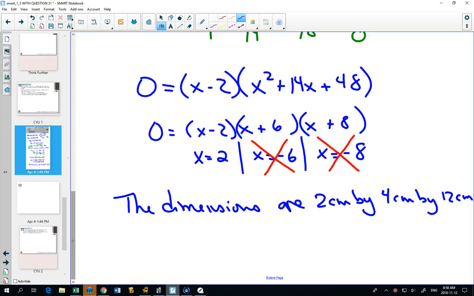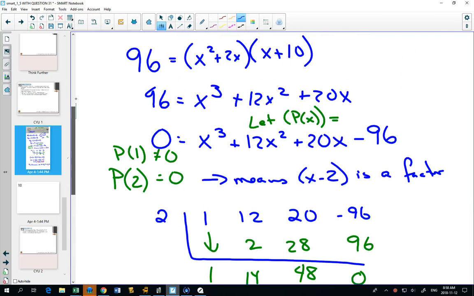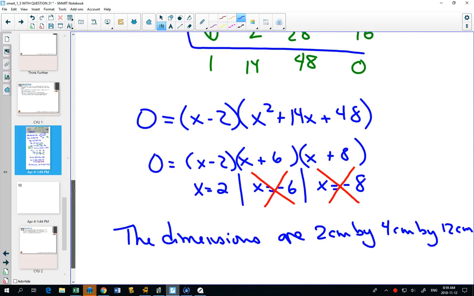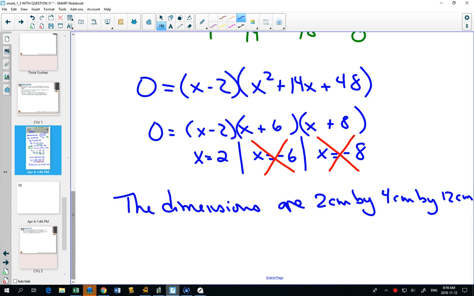If I go back to the picture of my box that I have there, x, x plus 2, x plus 10. So if x is 2, then this would be 2, 4, and 12. So you'd find if there was more than one, you would just find it in the factors? Yeah, so if there was another possibility, it would come up there.